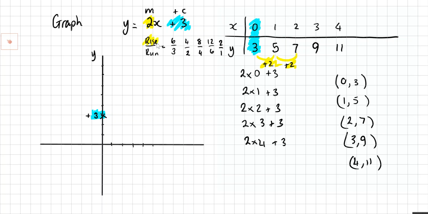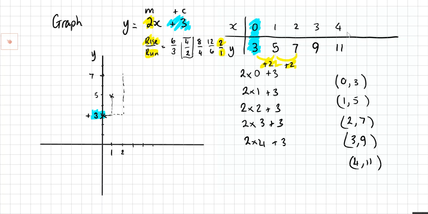So what does that mean, guys? Well, that means that the rise is going to be 2 and the run is going to be 1. So how about using that? So look, from this point, I know that if I go across, how far? 1. I have to go up 2. Up 2, and there's another point. Now, if I wanted to, I could use 4 and 2. So I go across 2 and go up 4, which would take me up to 7.